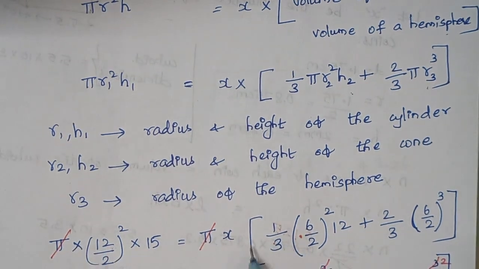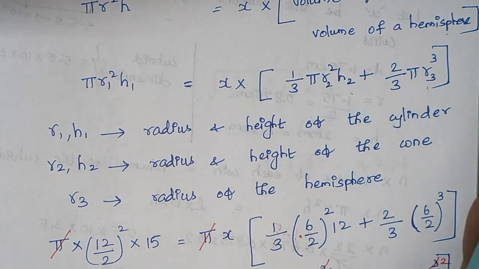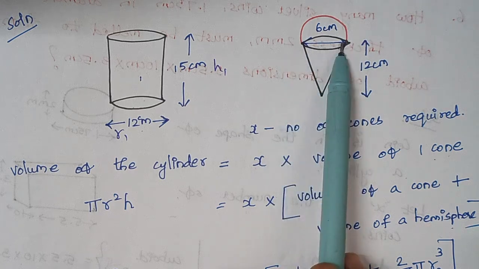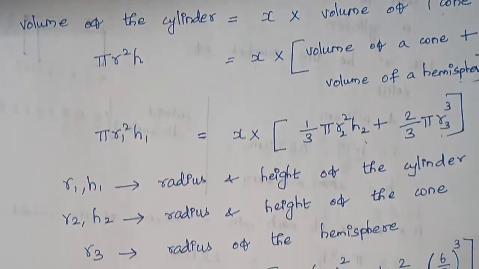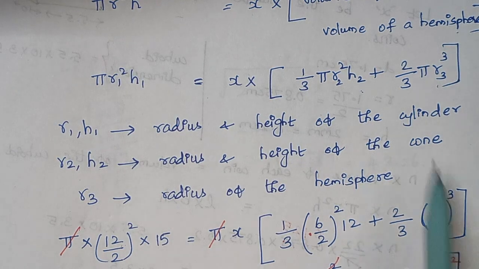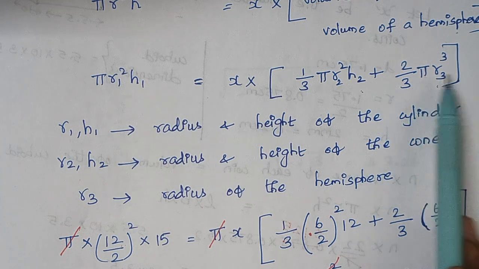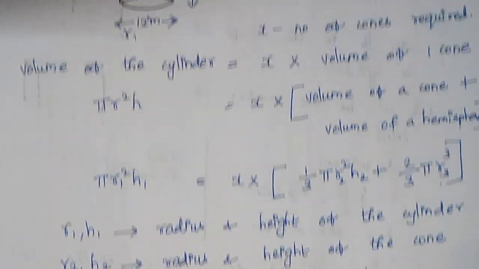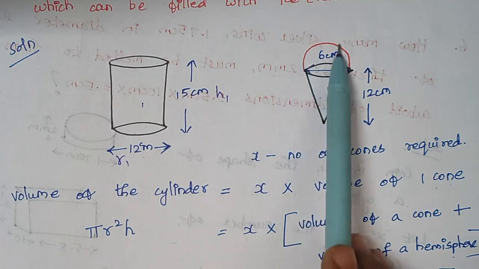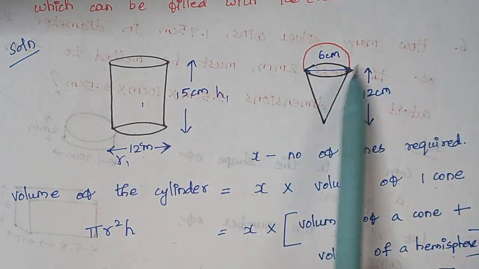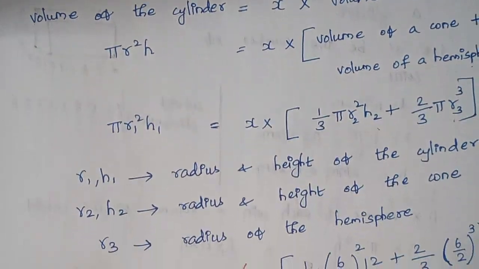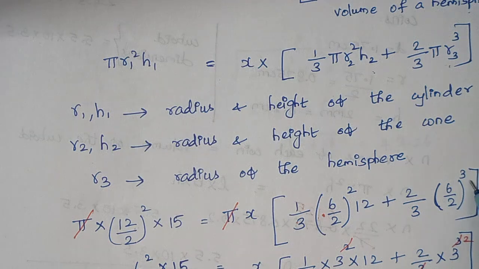So pi x into 1 by 3. What is the value of R2? Again here the value of the diameter is 6. So radius is 6 by 2. So here you see 6 by 2 whole square and h is 12 plus again 2 by 3. I had taken this pi outside. What is the value of R3? So again you see this diameter is common for the cone as well as for the hemisphere. So again the diameter of the hemisphere is 6. Therefore the radius is 6 by 2. So here I had written it as 6 by 2 whole cube.